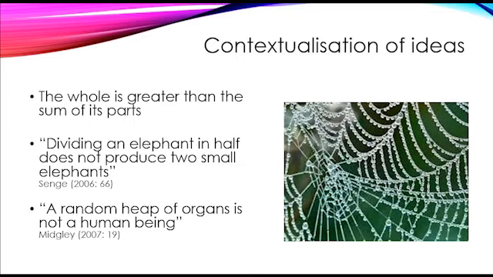The well-known management consultant Peter Senge uses the concept to remind us that if we divide an elephant in half, we don't get two small elephants. Midgley says a random heap of organs. So if you take out my heart, my liver, my stomach, and we separate all of those organs, that doesn't form a human being. Okay? And it's a way of telling us that there are invisible forces that are no longer present when we take things apart in a process of analysis. So the whole is greater than the sum of its parts.